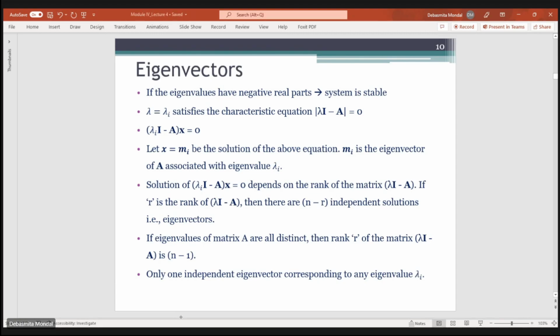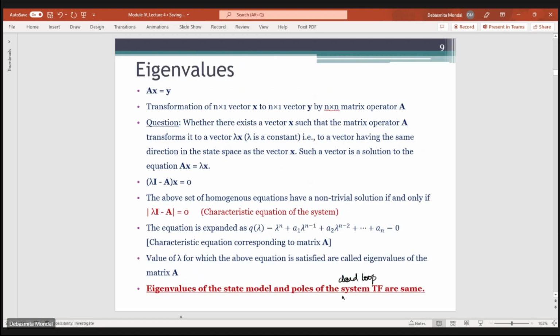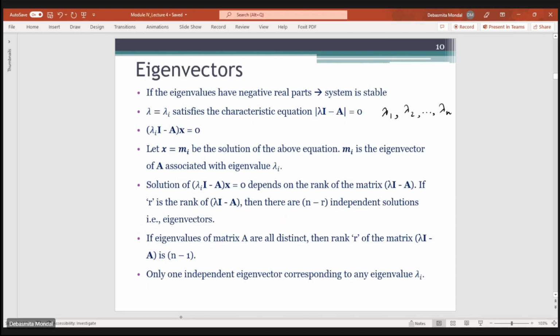So now next, let us say that the value of lambda is equal to lambda i. It satisfies the characteristic equation determinant of lambda I minus A equals 0, right? Because we have solved this equation, and we have found that the solutions are lambda 1, lambda 2 till, let's say, lambda n, because it was an nth order equation. Okay, so let us take one value of this lambda, say lambda i. We can simply put the value of lambda i in the previous equation. The actual equation that we had was lambda I minus A multiplied by x equals 0. So we substitute the value of lambda i, so lambda i times I minus A into x will now equal 0.